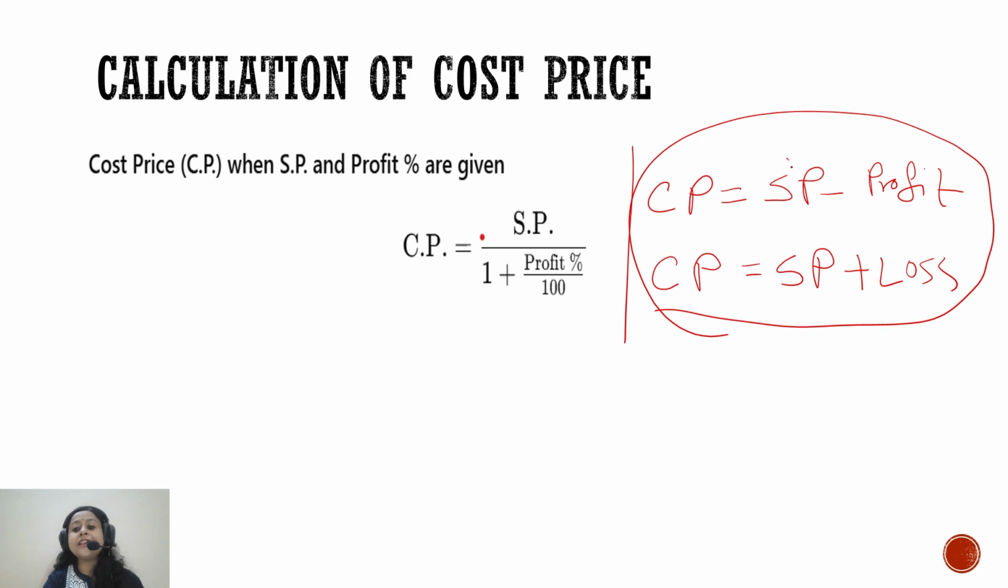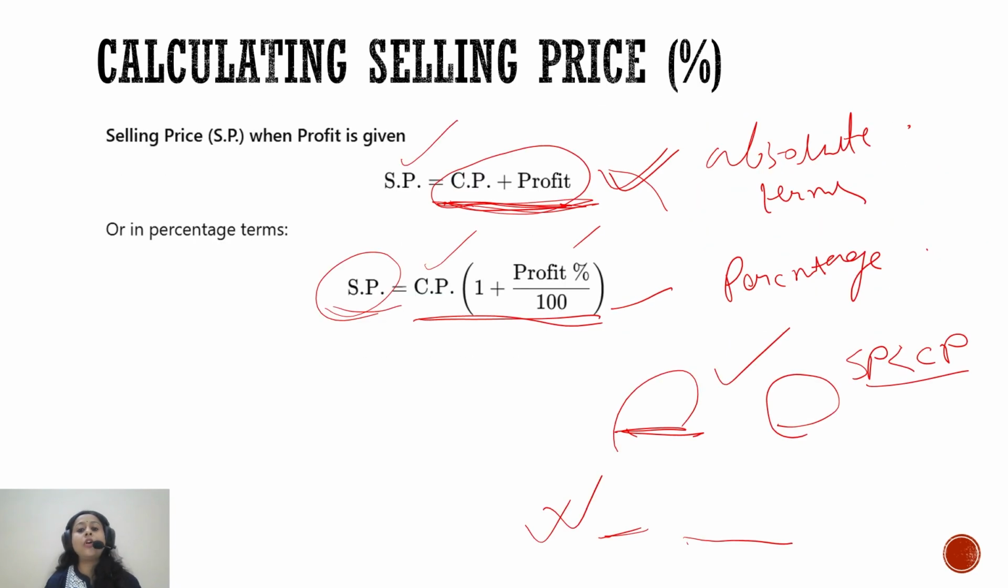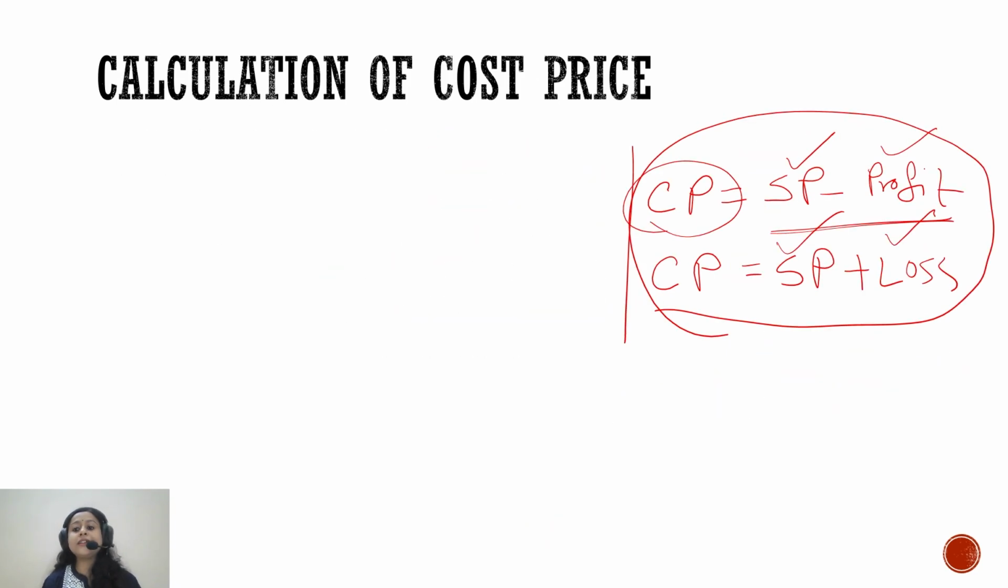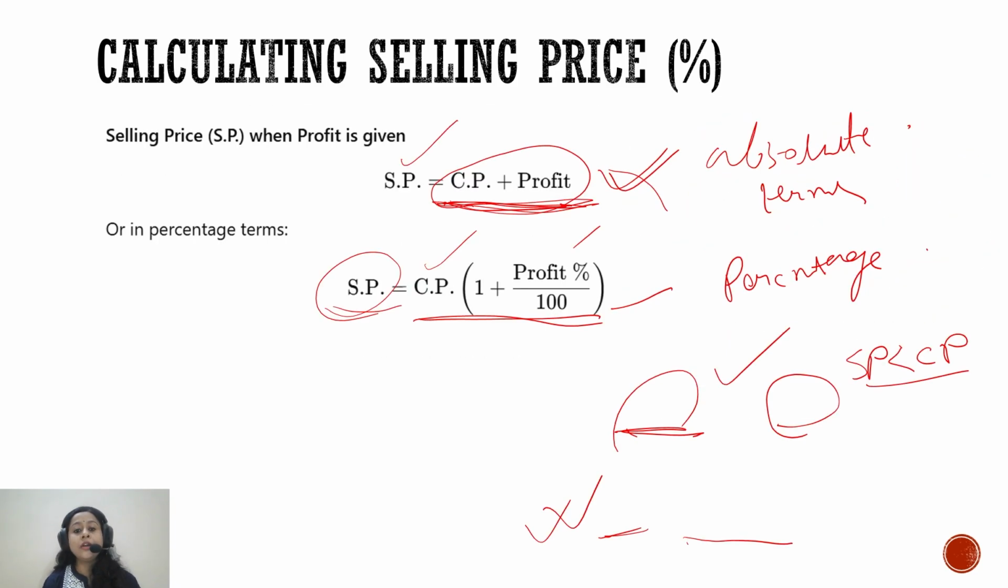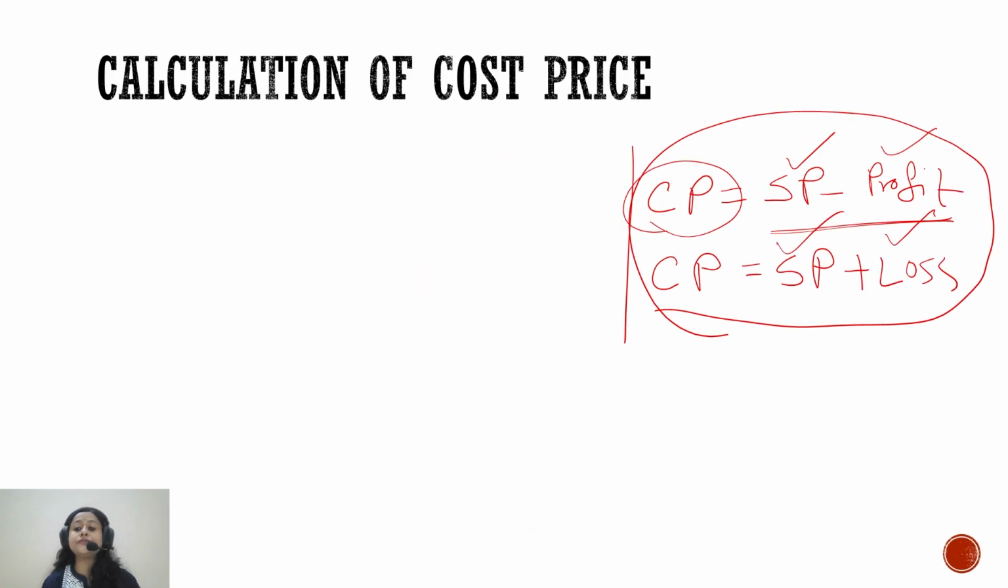When selling price is given and profit is given, or selling price is given and loss is given, and you don't know the cost price, then you have to apply these two formulas, just opposite to the earlier ones. Cost price will be selling price minus profit, and here selling price plus loss.